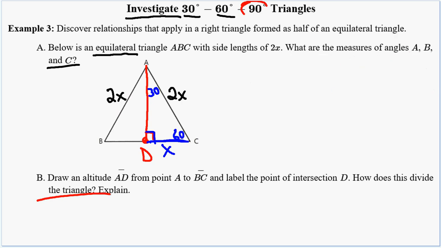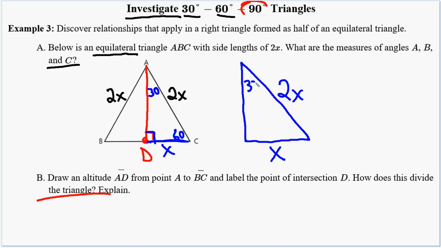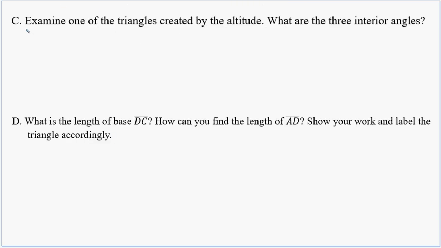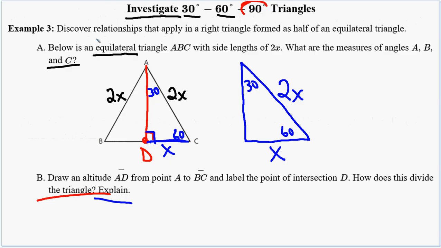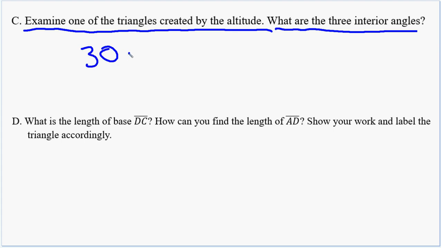And what I'm going to do to pull out of that other triangle, I'm going to just redraw it here. So this is x, this is 2x, here's 30, and here's 60. So I already explained it. We split angle A, and we split side BC. Examine one of the triangles created by the altitude. What are the three interior angles? Oops. So we already got them labeled here, 30, 60, 90.